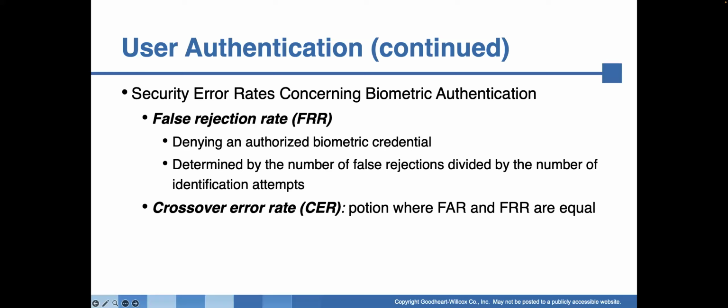Next is the false rejection rate. This is when someone who is authorized is being denied by the biometrics system. That is denying an authorized biometric credential. This is determined by the number of false rejections divided by the number of identification attempts. Crossover error rate: this is the point where the false acceptance rate and the false rejection rate are equal.